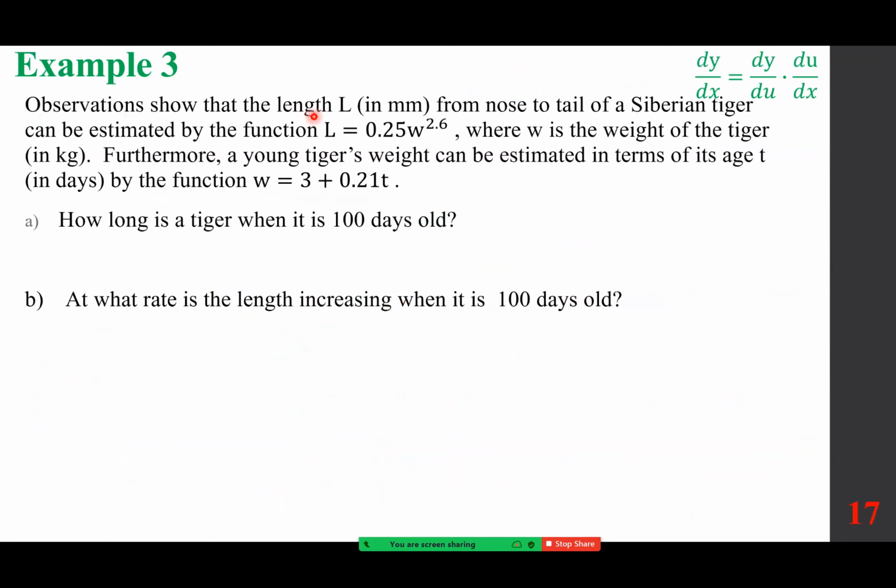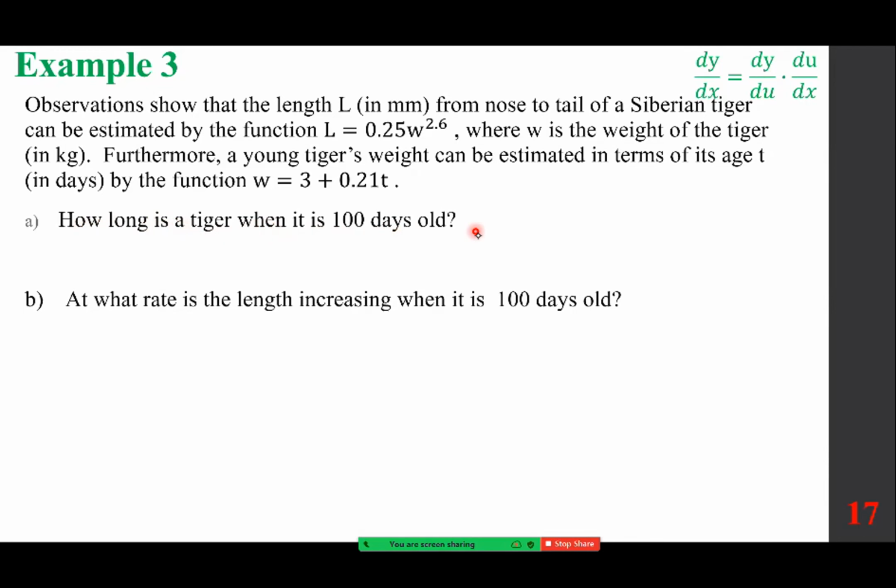Observations show that the length L in millimeters from nose to tail of a Siberian tiger can be estimated by the function L equals 0.25 W to the power of 2.6, where W is the weight of the tiger in kilograms. Furthermore, a young tiger's weight can be estimated in terms of its age T in days by the function W equals 3 plus 0.21 T. How long is a tiger when it's 100 days old?